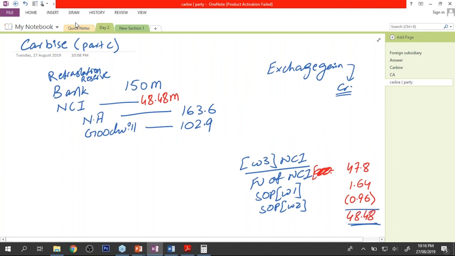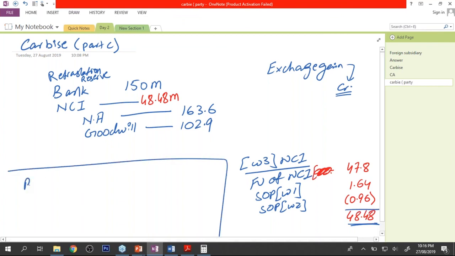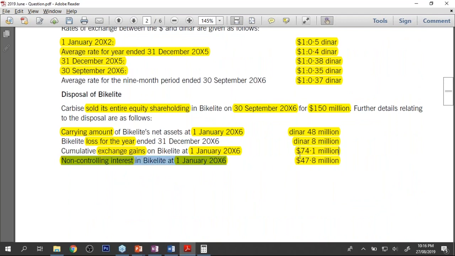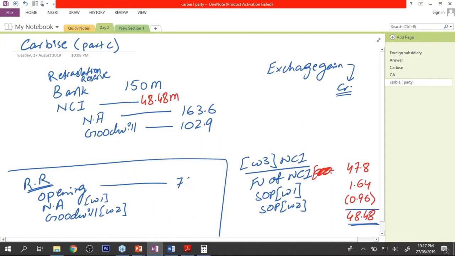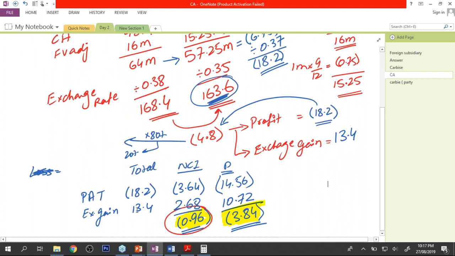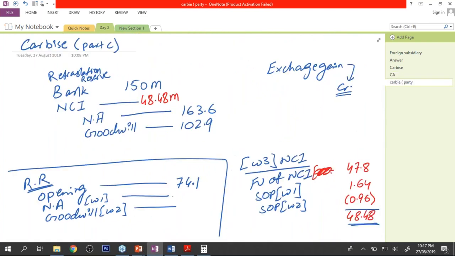So now we are going to calculate the retranslation reserve value. Again, for the retranslation reserve, we need to get the opening value, and then we are going to get the value exchange gain or loss on the net assets and exchange gain or loss on the goodwill, which is again working 1 and working 2. So the opening value was given in the question, which was 74.1. So we can use 74.1 over here. Now we need to get the value from working 1 and 2. So if I go back onto the value of net assets, we can see that the exchange gain relating to parent was 10.72. This is the exchange gain that belongs to the parent. So we need to add 10.72 for the net assets.